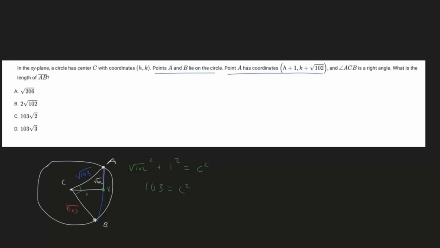And the question wants us to find the length of AB. And so now we know the length of two of the legs, square root 103 for both sides. We can just use the Pythagorean theorem again to find the length of AB. So then we have square root 103 squared plus square root 103 squared equals c squared. So then we get 103 plus 103 is 206 equals c squared. Then we just take the square root of both sides. We can see that the answer is going to be square root 206. And so our answer choice is A.